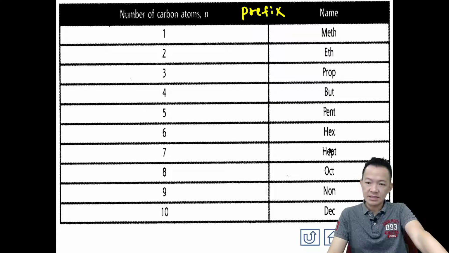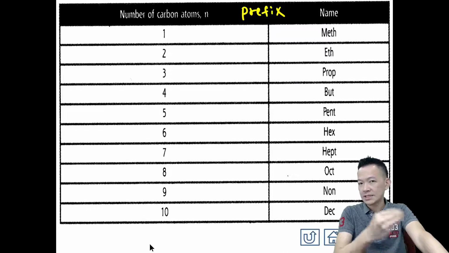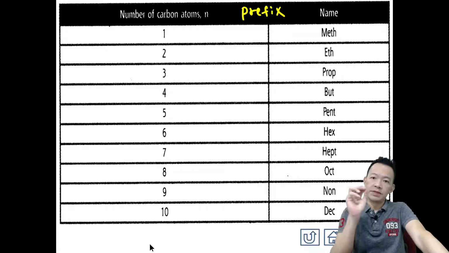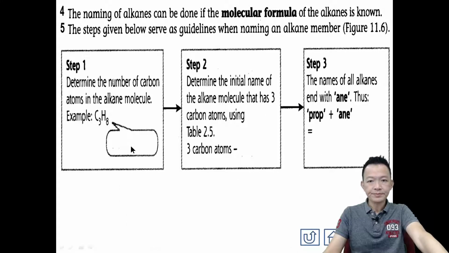So the front of the name is these 10 words. Don't worry, our syllabus we just teach until 10 only. 11, I don't know. Until today I don't know. And why is it 11? I don't know. You never check? Yes, I never check. Understand? So the prefix at the front of the name represents the number of carbon atoms.